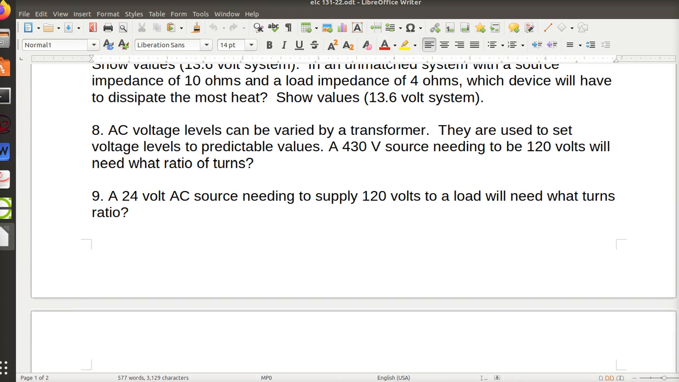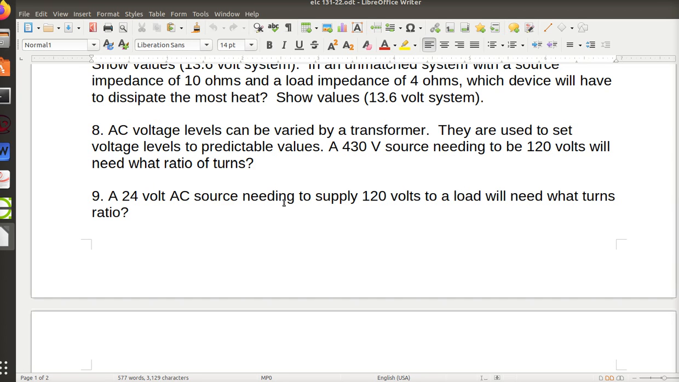AC voltage levels can be varied by transformer. They are used to set the voltage levels to predictable values. A 430 source needing to be 120 volts will need what ratio of turns? So I said the voltage ratio is equal to the turns ratio, so you can use the voltage ratio. Give me the ratio of turns. You can simplify it down to something to 1, however you want to do that.